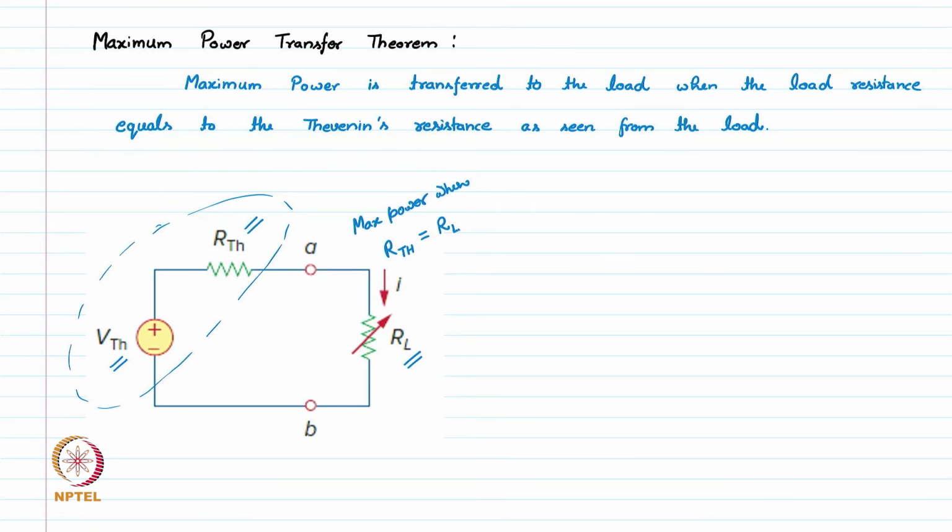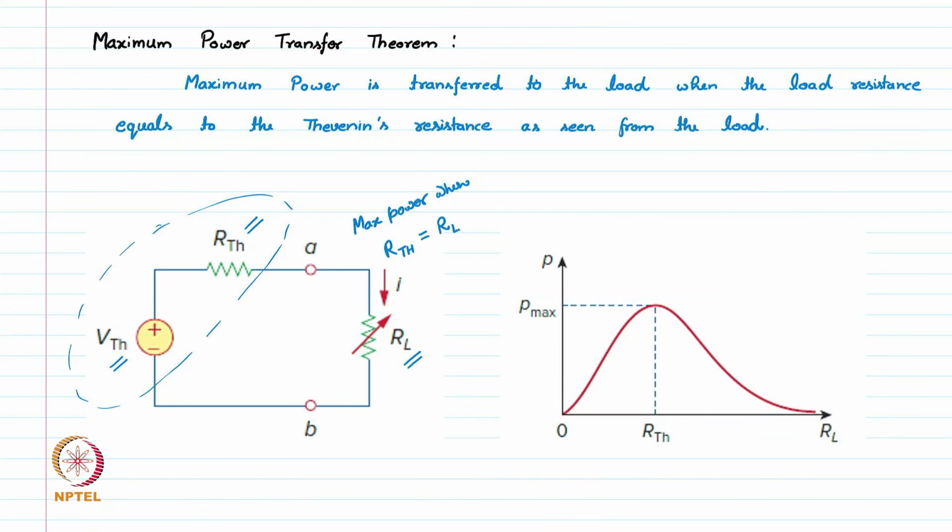So, the same thing we can see from the graph itself. For example, if we vary the load resistance RL here, let us say we vary from short circuit to an open circuit, initially the power will be 0 and this will achieve a maximum value P max. This P max happens when RL value is equal to the RTH value, the internal resistance of the entire system, and on both sides of this RTH the power is less.